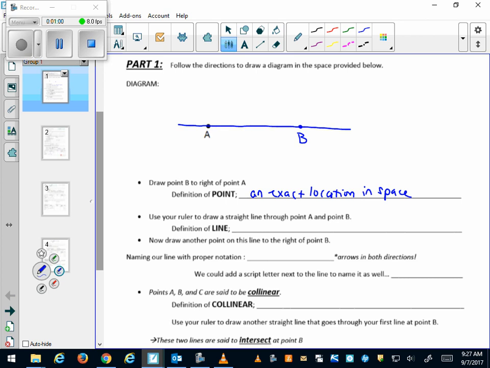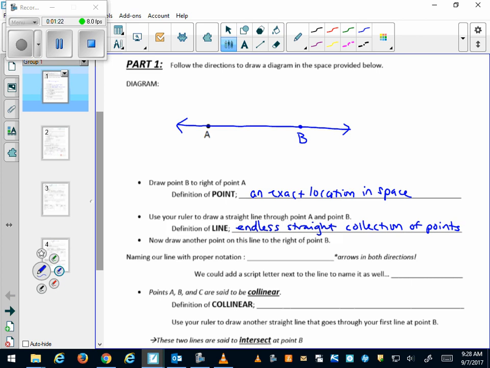So I'm not going to use a ruler, but it's going to look like this. And the definition of a line is an endless, straight collection of points. It goes on forever in both directions, which is why we put arrows on both ends of our line.